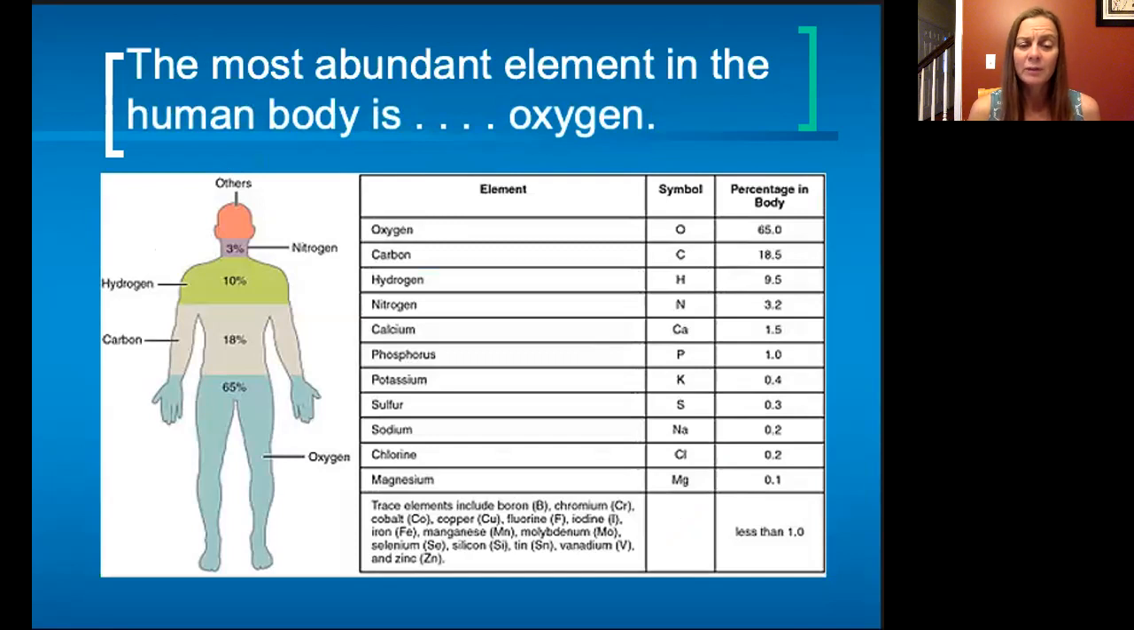Now, you guys probably have heard the statistic that we are 70% water. And if you think about water, it's 2 hydrogens and 1 oxygen, but oxygen is a lot more massive than hydrogen. And so that's why we're mostly made of oxygen, because we're mostly made of water. There are a lot of other trace elements in the human body. You might be surprised to learn that carbon is less than 20% of it.